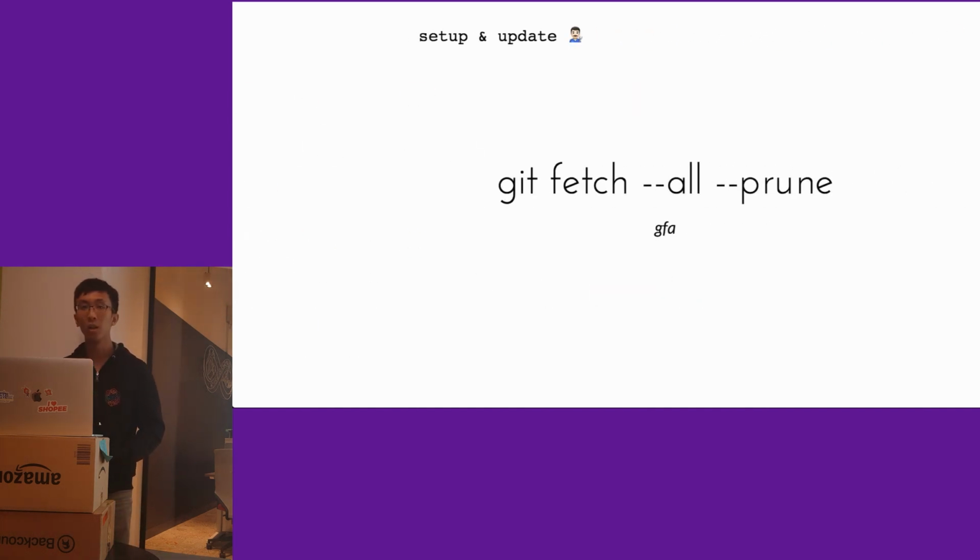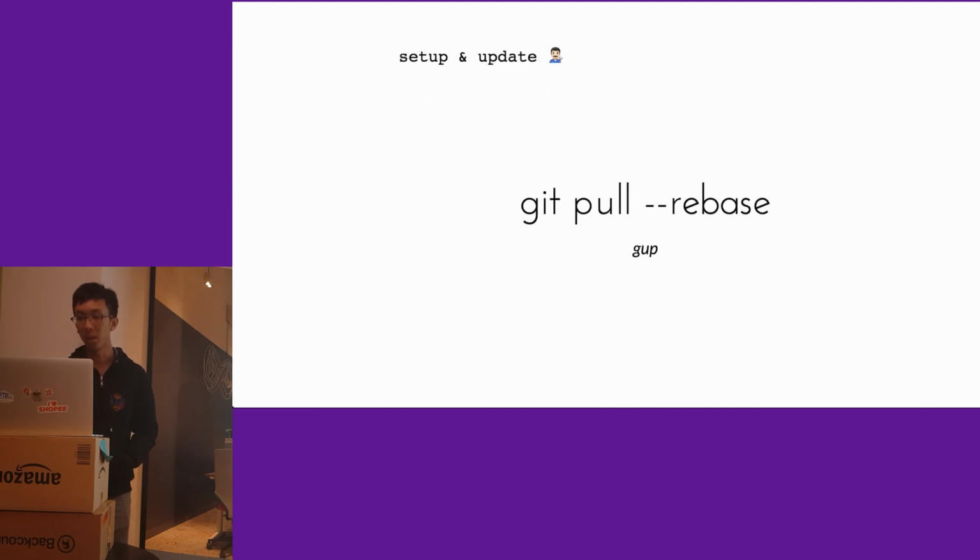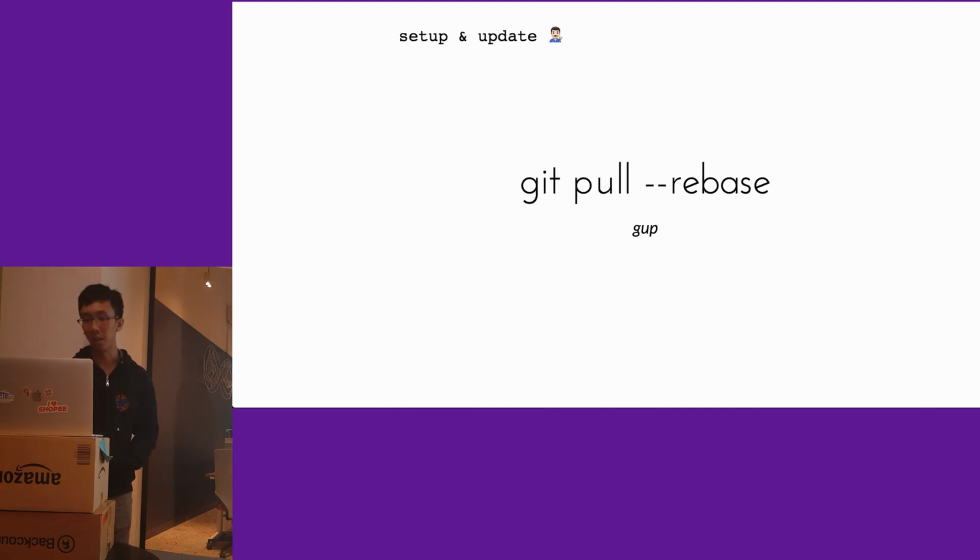My first command of the day, every day when I come into the office, is git fetch --all --prune, to update all my local remote branch references, as well as remove all the remote references that have been removed on the server. And then I do git pull --rebase, which will update my current branch and then rebase all my local commits on top of it.